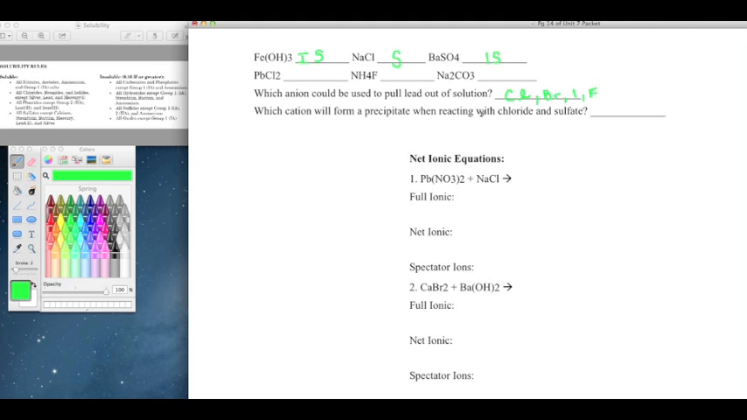So I'm going to skip this next one. If you want to do it as a challenge problem, that'd be awesome, but I'm going to skip it right now because we need enough time to go through at least one net ionic reaction together.